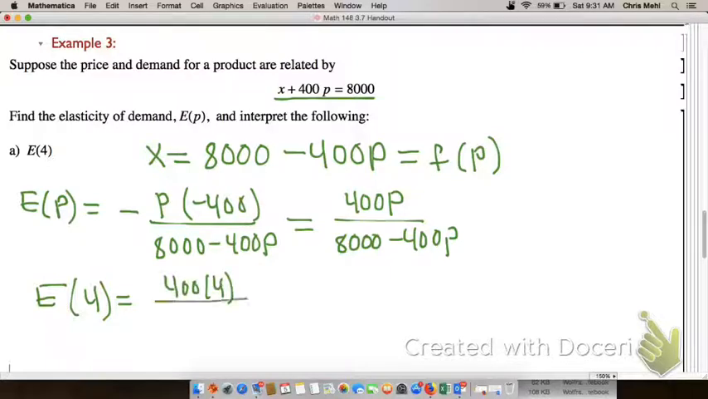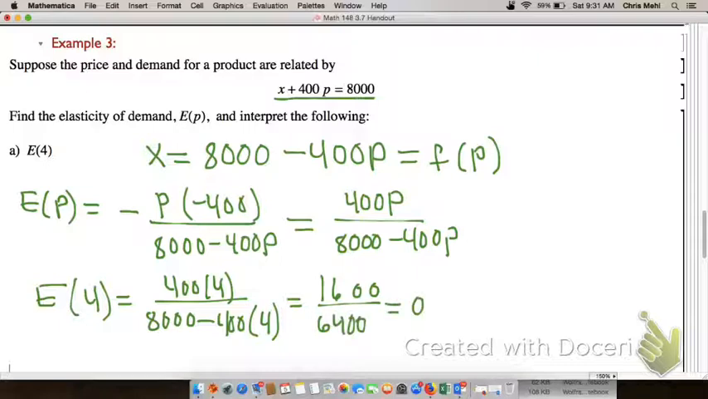And then I believe in class, if you calculate the elasticity at $4, you get 400 times 4 divided by 8,000 minus 400 times 4. Let's see if I can do this. I believe we get 1,600 over 8,000 minus 1,600, which is 6,400, and we got 0.025. So there's the elasticity at a price of $4.